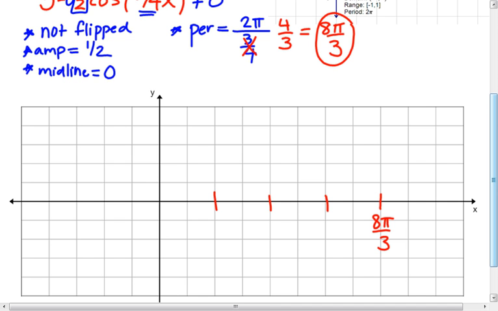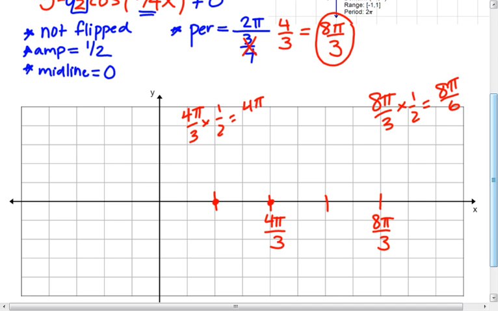Now, for this point right here, you can take half of 8 pi over 3. And half of 8 pi over 3 is like taking 8 pi over 3 times 1/2, which gives me 8 pi over 6. Which of course reduces to 4 pi over 3. Okay. Then to get this spot right here, I could cut that 4 pi over 3 in half. And by the way, when you multiply by 1/2, you're really doubling the bottom number. So 4 pi over 3 times 1/2 is 4 pi over 6, which is 2 pi over 3.